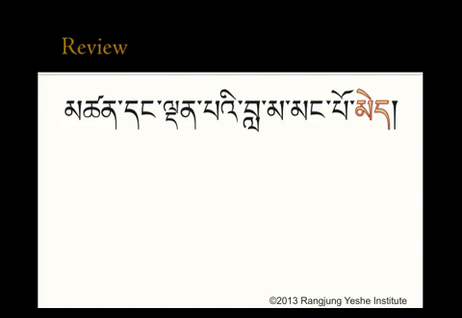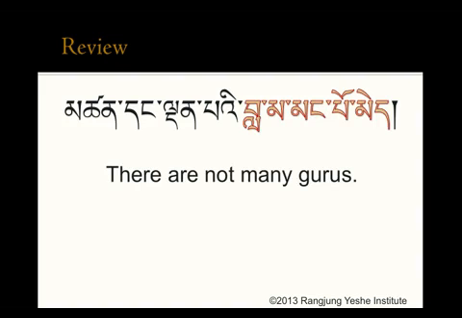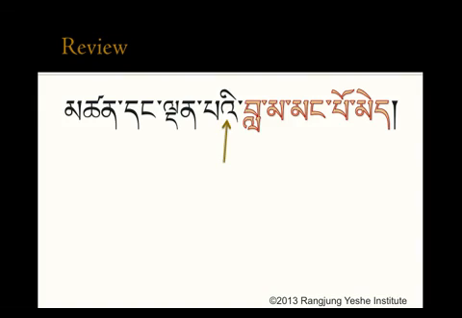So let's work from right to left. Mangpo, many. Many what? Lama, gurus. Okay, so far this much says there are not many gurus, or many gurus do not exist. Now this is connected to something else with a connective particle. And to the left of this particle, we see sen dang dempa.